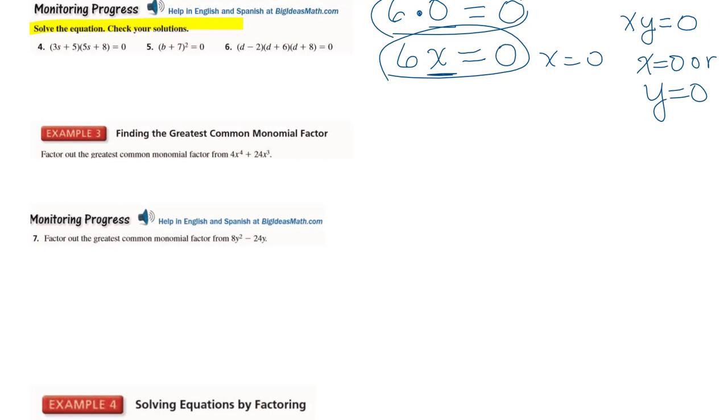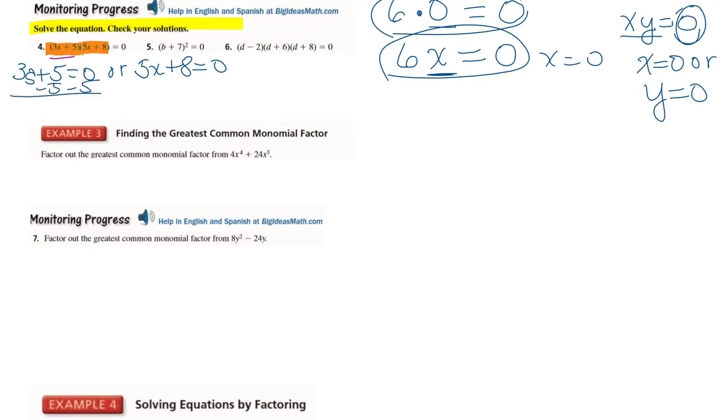So that's the zero product property, is the idea that when you have things multiplied together and you don't know what they are, one of them has to be 0 if you know their product is 0. So for instance, like number 4, you have two things multiplied together. You have 3s plus 5 and 5s plus 8. So your choices are that 3s plus 5 equals 0, or 5s plus 8 equals 0. Now you just have two nice little linear equations to solve.